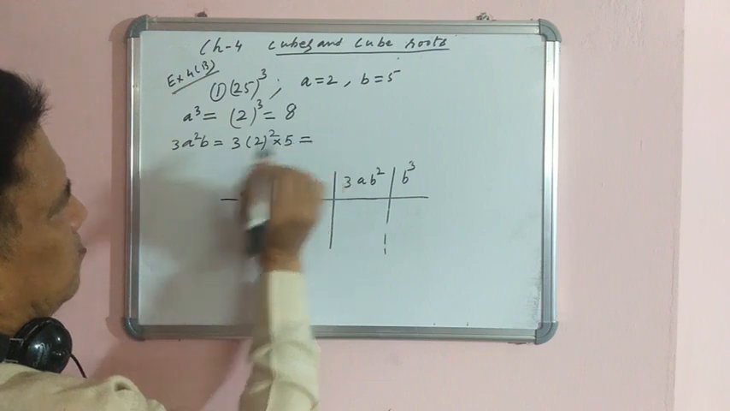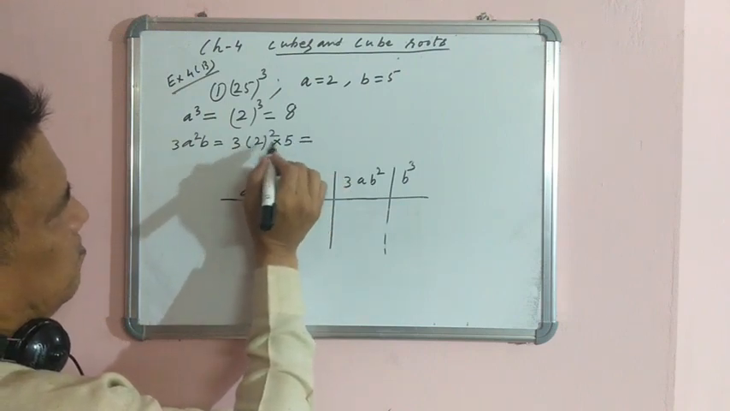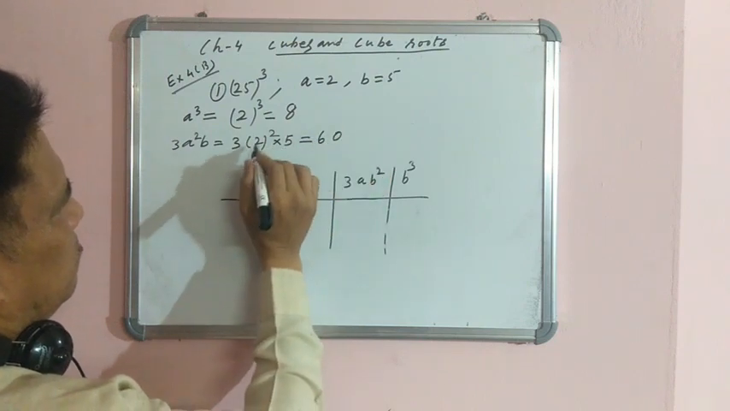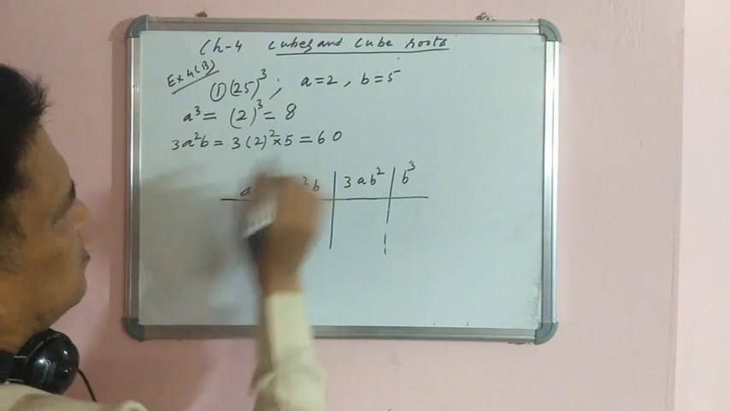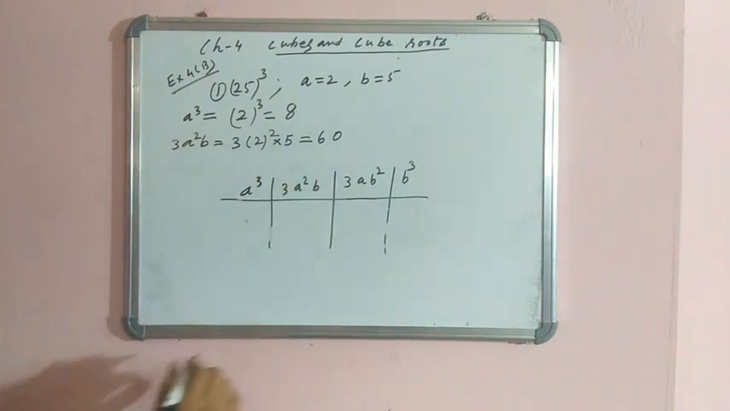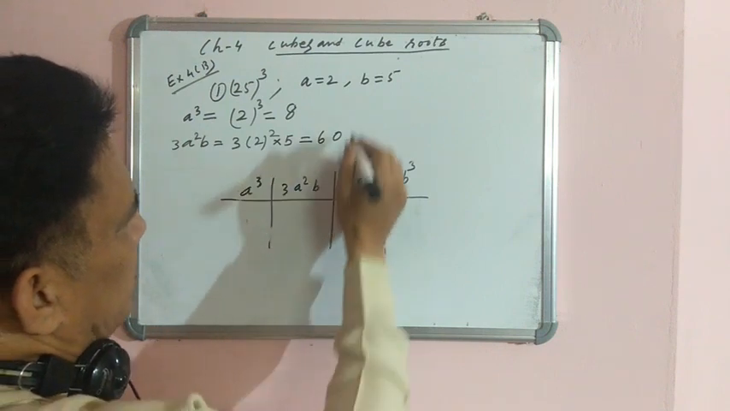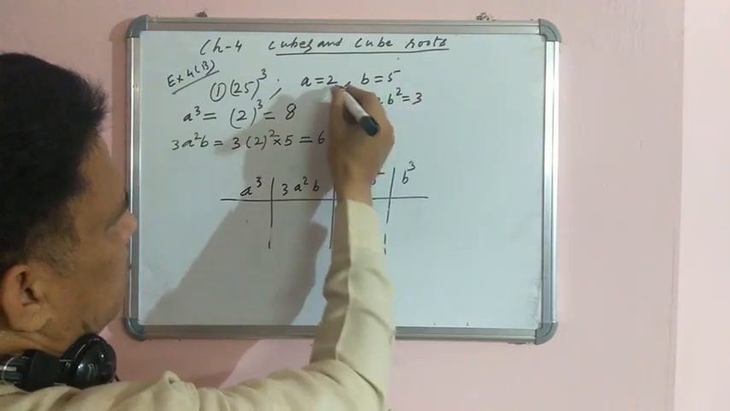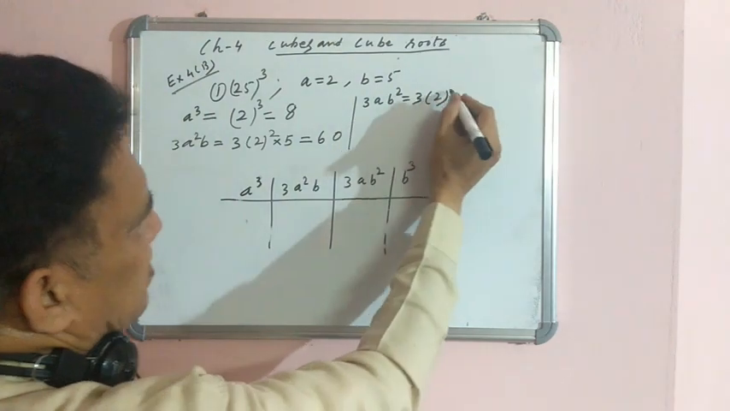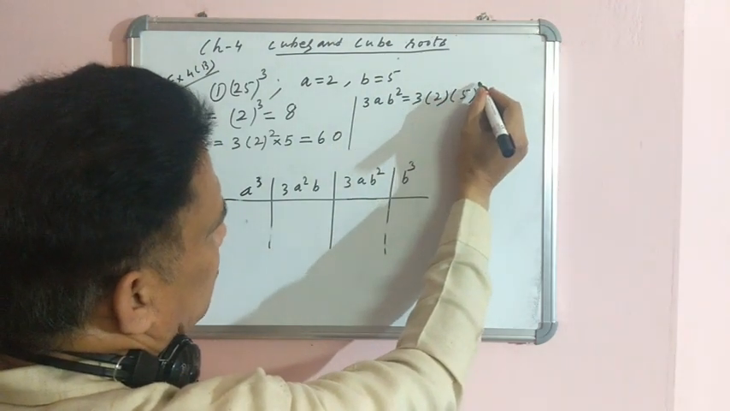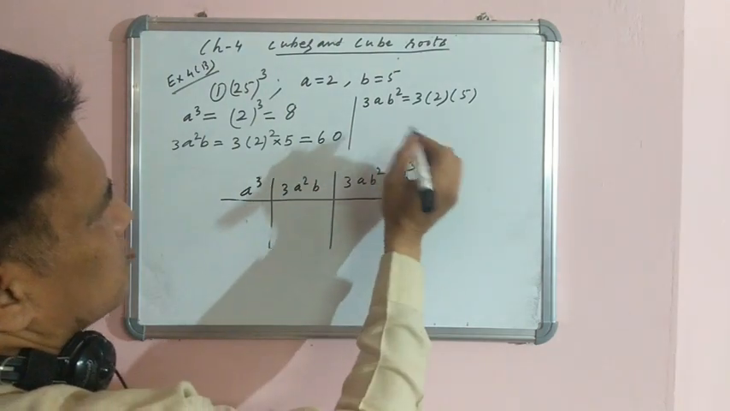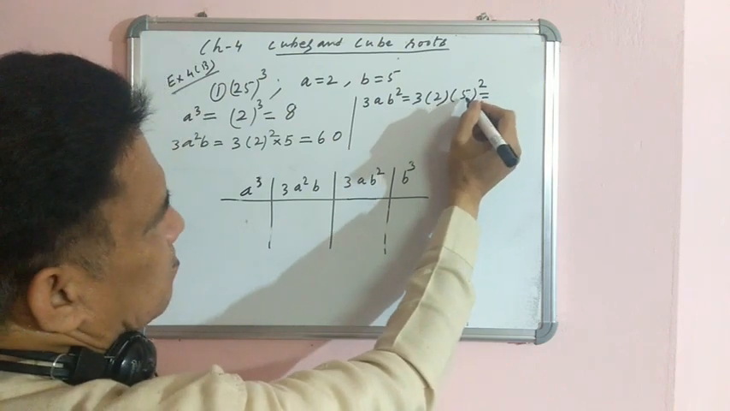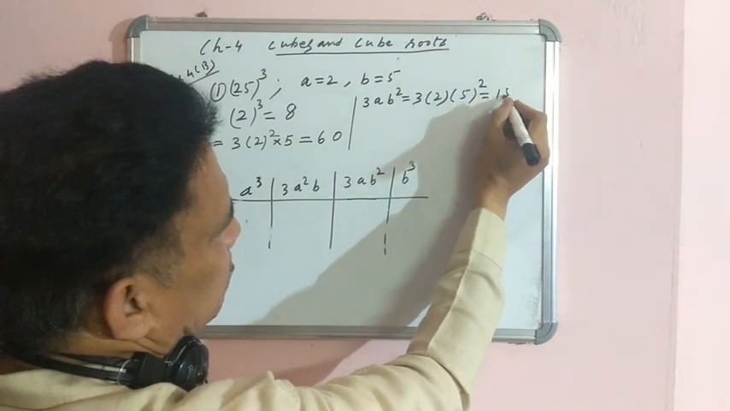Here we are getting 4, 5 ja 20, 23 ja 60 we are getting. Now we have got 3a square b. Now the 3ab square, we will calculate here. 3ab square, the value of a is 2, value of b is 5. So 3ab square is there. So we will calculate this. What are we getting? 150.